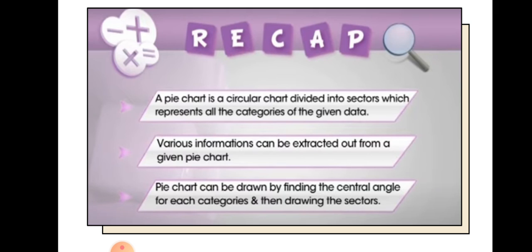Let us do the recap of it. A pie chart is a circular chart divided into sectors which represent all the categories of the given data. Various information can be extracted from a given pie chart. If the pie chart is given, you can find out various information from that. And a pie chart can be drawn by finding the central angle for each category and then drawing the sectors.